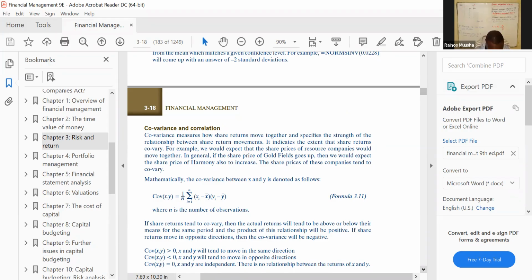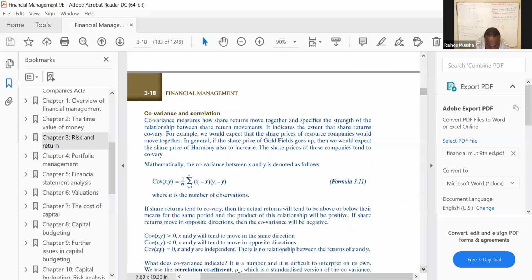The next assessment that we're going to be looking at is the concept of covariance and correlation and how they relate to each other as well. So here they say the covariance measures how share returns move together and specifies the strength of the relationship between the share return movements. So it indicates the extent that the share returns co-vary, right?